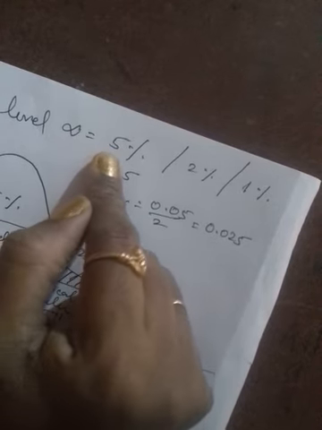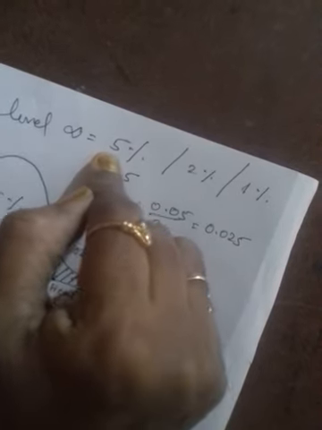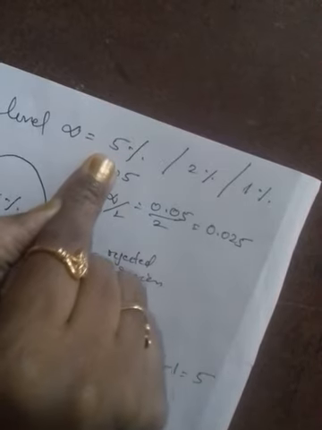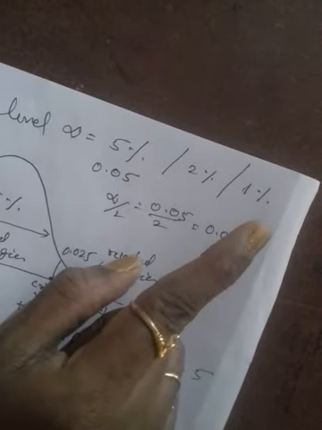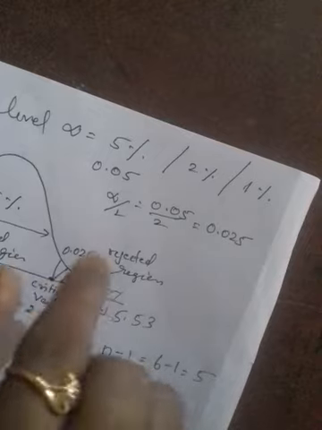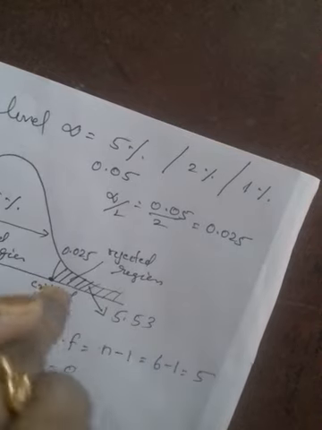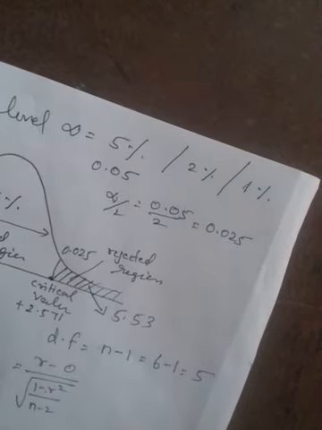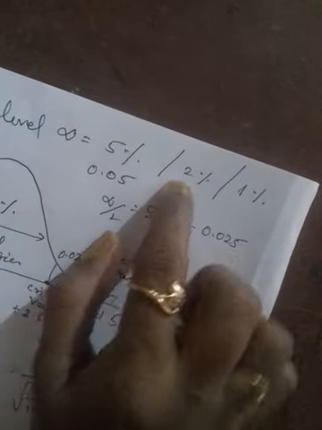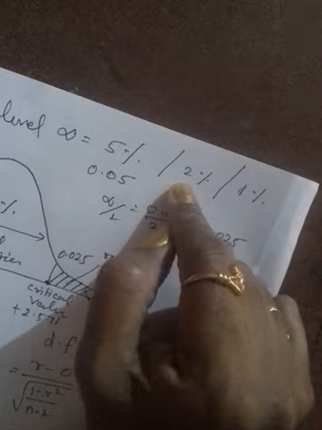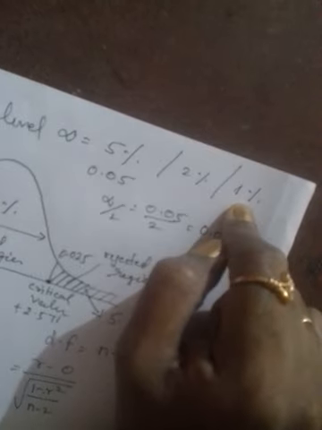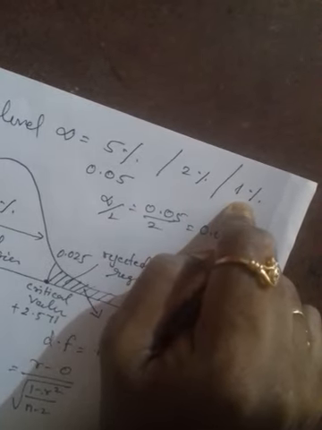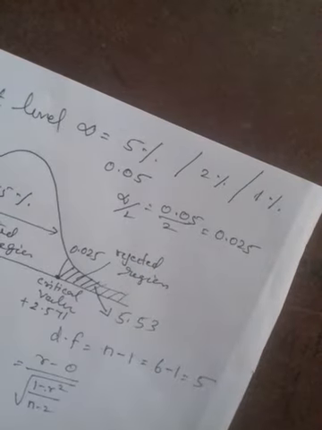It means I am going to check how much confidence I have to accept our null hypothesis. My null hypothesis is rho is equal to 0. If I accept my null hypothesis, it says I am 95% confident to accept it. If you take 2%, it means you are 98% confident. If you take 1%, it means you are 99% confident to accept your null hypothesis.